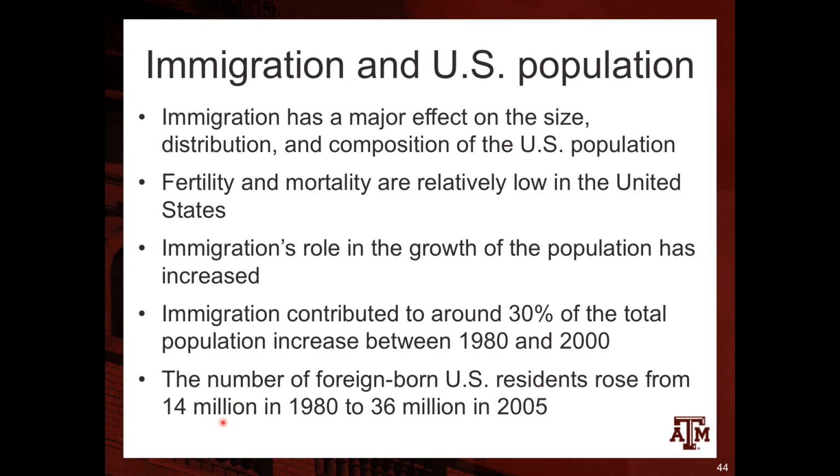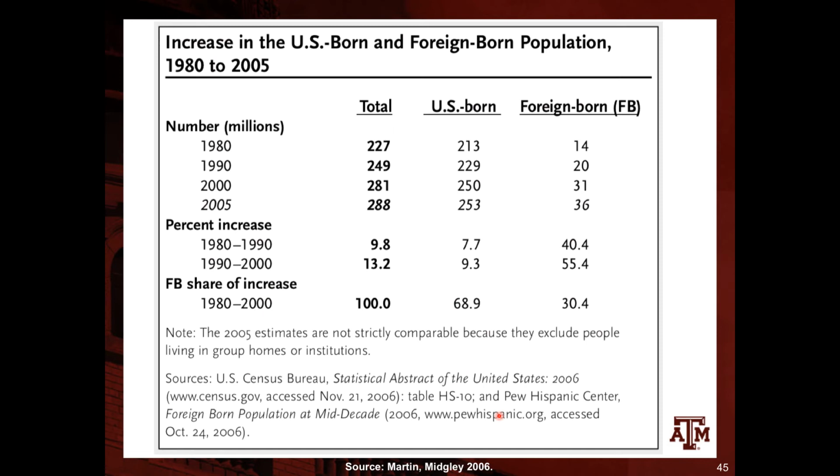Residents increased from 14 million in 1980 to 36 million in 2005. And here is a graph just to show the increase in the US-born and foreign-born population from 1980 to 2005. These numbers are in millions, so this is the overall size of the US population. And of course, the US-born population increased, the population as a whole increases, but we see a huge increase in the foreign-born population from 14 to 36 million, and this is related to graphs that I showed you before at the beginning of this lecture.